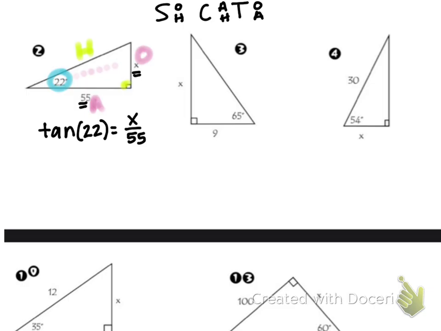So to get rid of the denominator, you're going to multiply by the denominator on both sides. That gets rid of that. You're left with X equals, and this right here is what you're going to put in your calculator. Let me show you what it should look like.